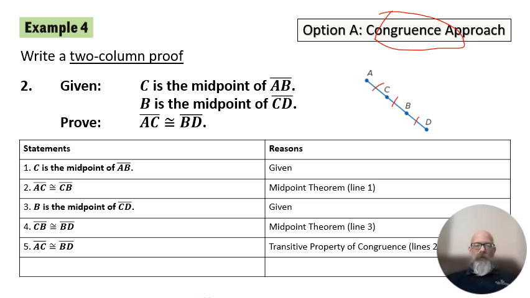All right, what are we trying to prove here? We're trying to prove that AC is congruent to BD. Do we believe it? AC is congruent to BD? Absolutely. This is going to work. No problems. So let's run it.